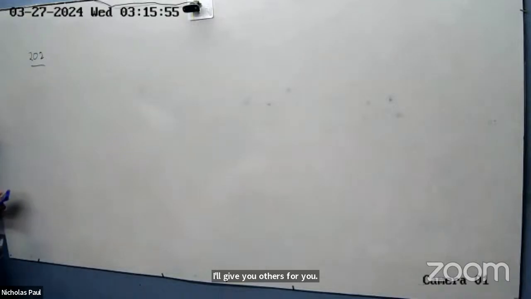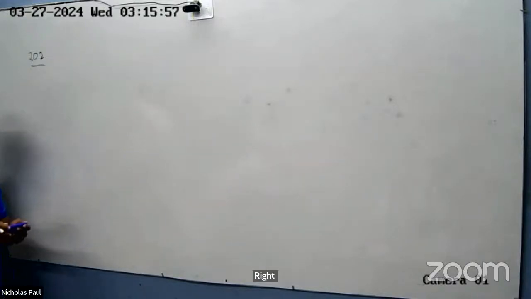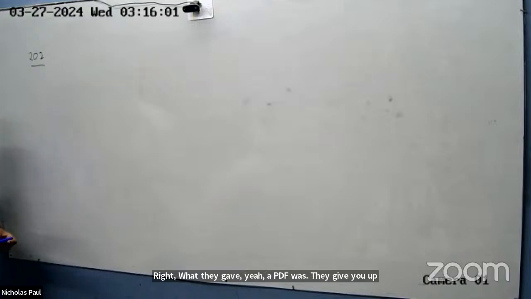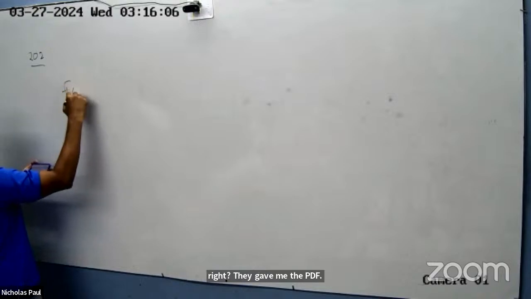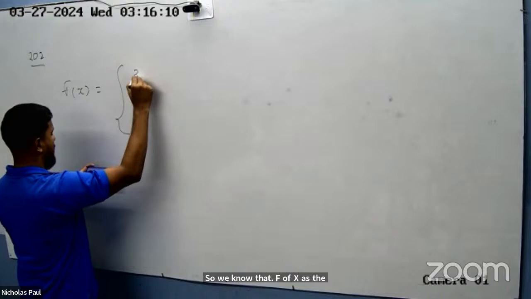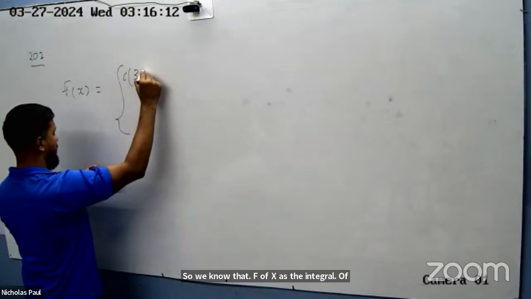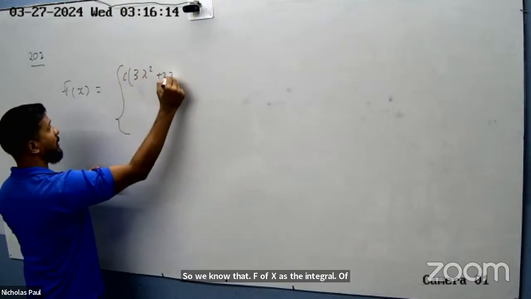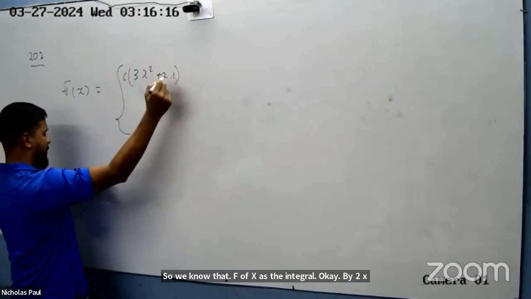First things first, what they gave you there is a PDF. They gave you the PDF. So we know that f of x is c times (3x squared plus 2x). Not integral, no, I mean.